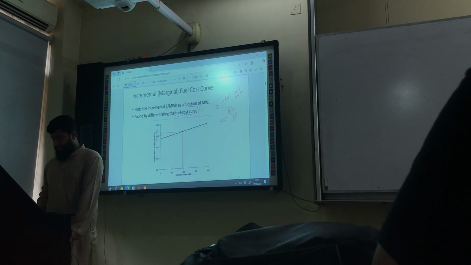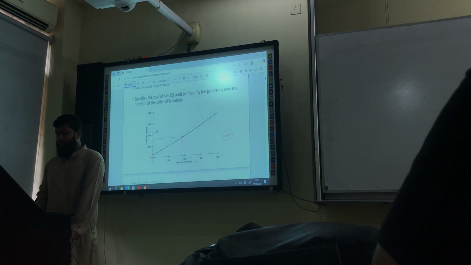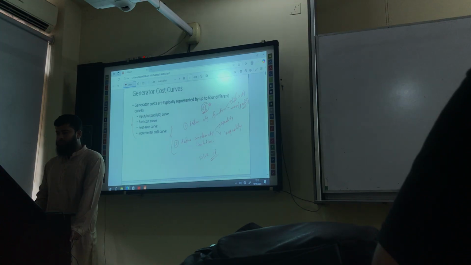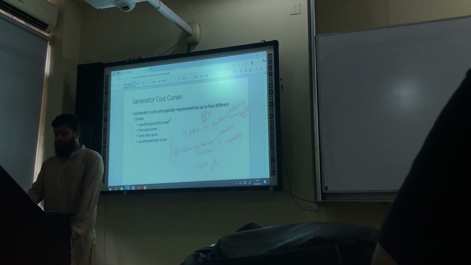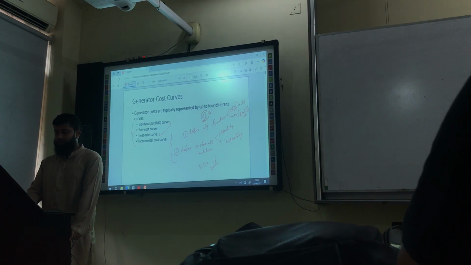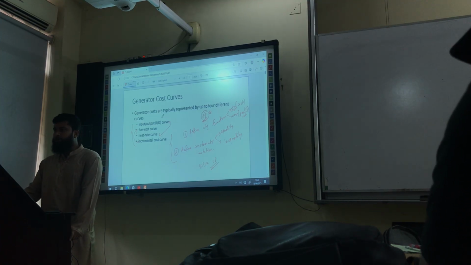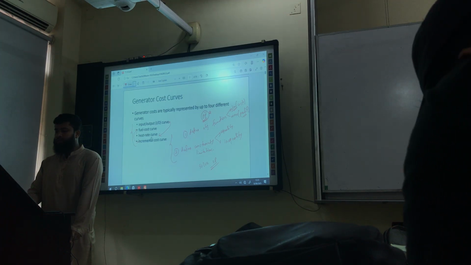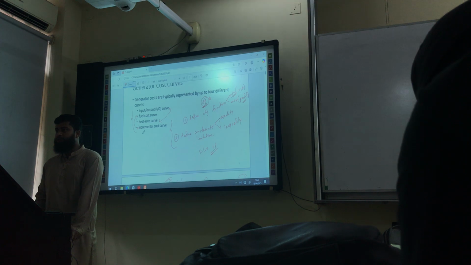Now in summary, we can say that there are 4 types of curve. The first curve, the input output curve, and the third curve, the heat rate curve, are related. And the fuel cost curve and incremental cost curve are related. The heat rate curve is found by scaling the input output curve with respect to the megawatt, and the incremental cost curve is found by differentiating the fuel cost curve with respect to the generated power in megawatt.